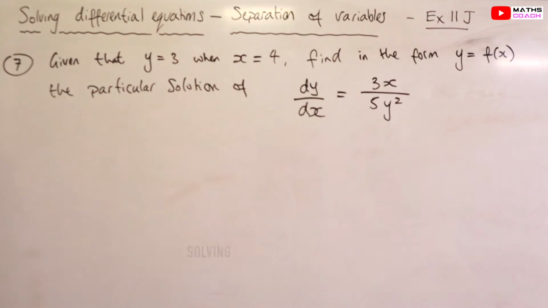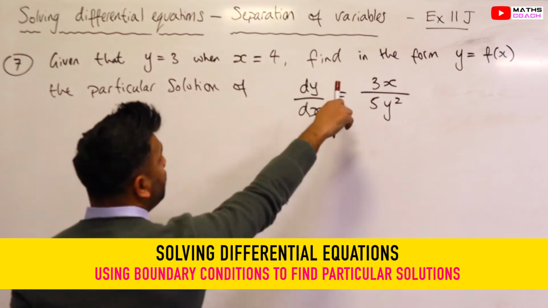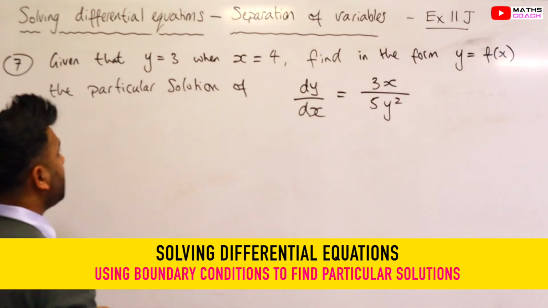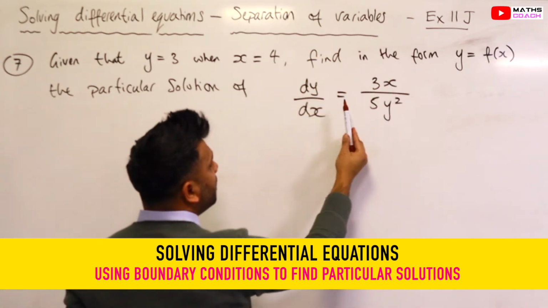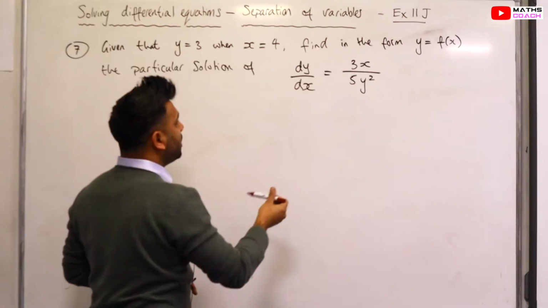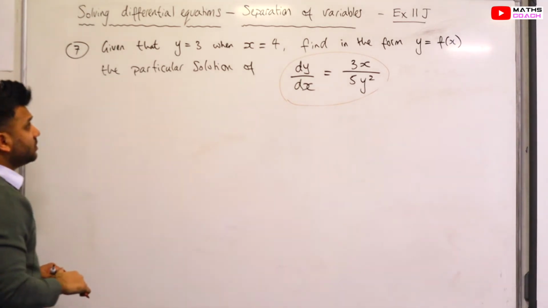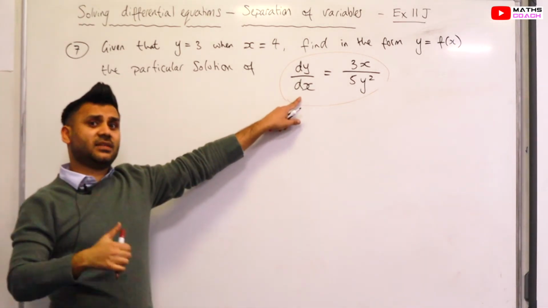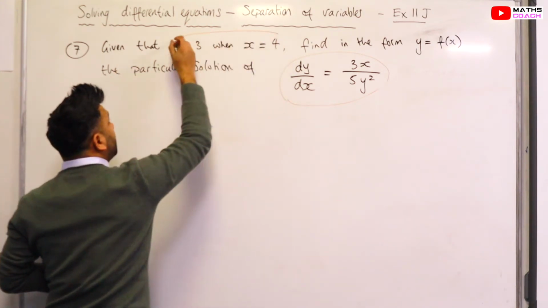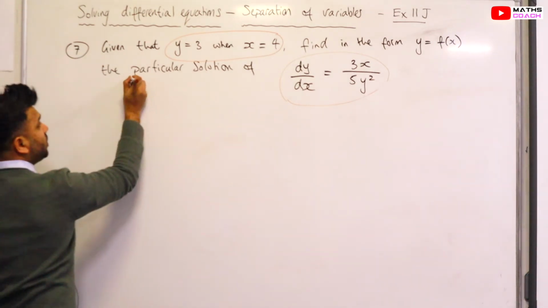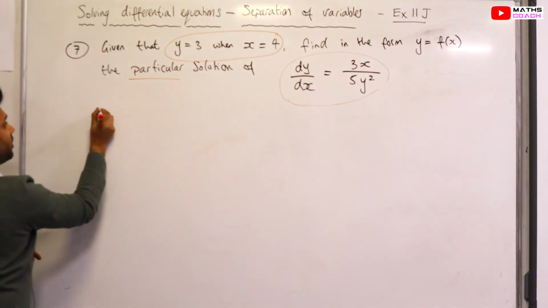So let's move on to example 7. Given that y equals 3 when x equals 4, find in the form y equals f of x the particular solution of this differential equation, dy/dx equals 3x over 5y squared. Okay, so this is the differential equation we need to solve. Now when we solve this differential equation, we will get a general solution. We then substitute in the boundary condition given here, and the solution will then be the particular solution to the differential equation. Let's start with the equation itself.